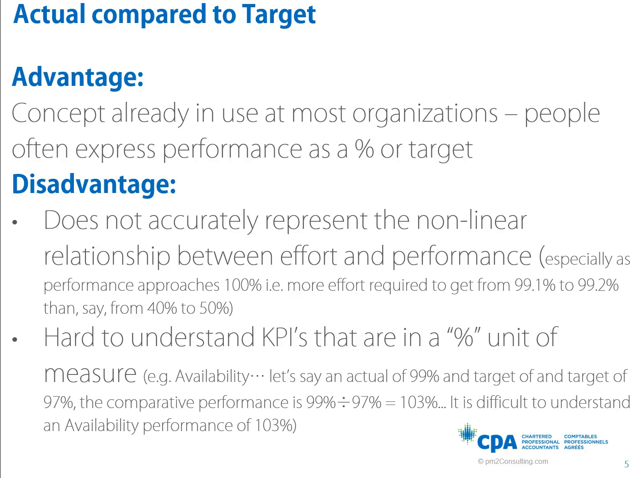And secondly, it's hard to understand KPIs which are already a percent unit of measure. So, for example, let's talk about the availability of a piece of equipment. And let's say our actual availability is 99%, and our target availability for that piece of equipment is 97%. Therefore, our actual availability is 99% divided by the target, 97%, which gets us 103% availability, which is hard for people to understand.